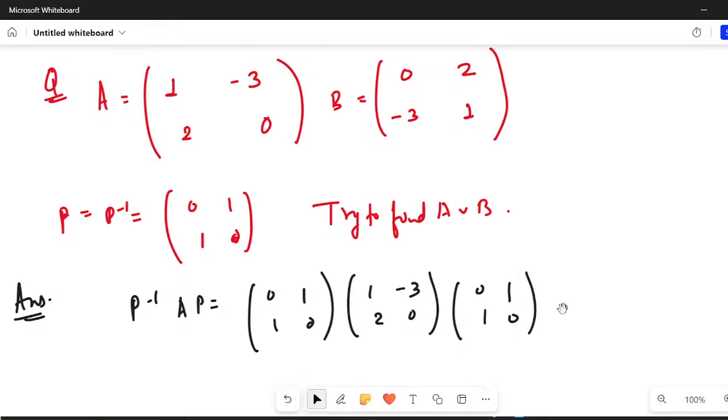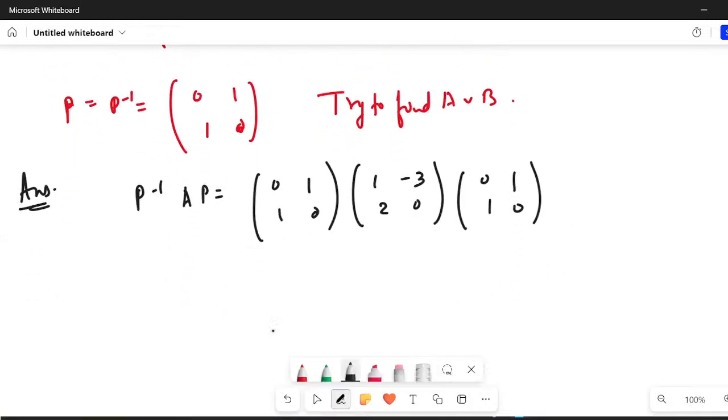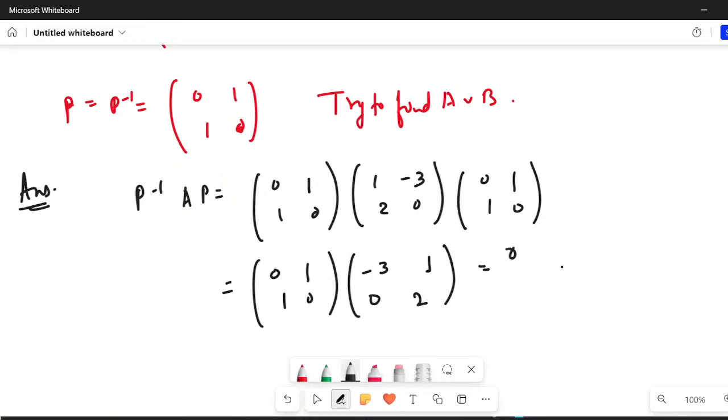Okay, so it would be equal to [0, 1; 1, 0] times [1, -3; 2, 0] times [0, 1; 1, 0]. Now apply this, and what you will get? You will get 0, and I think you will get 2 here. You will get a -3 here, and you will get a 1 here.